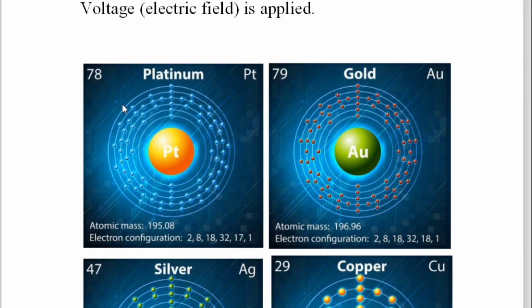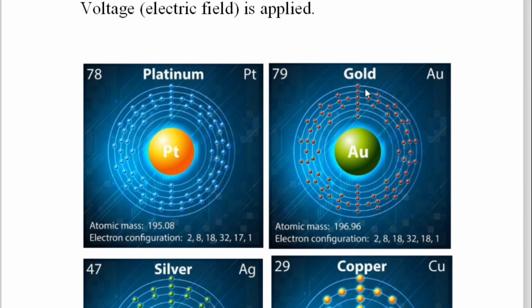So platinum's atomic number is very large. Therefore, the valence electron, or the electron in the outermost shell, is far away from the nucleus, and therefore the binding energy between the nucleus and that electron is very less, and you can detach that electron just by connecting an external voltage.